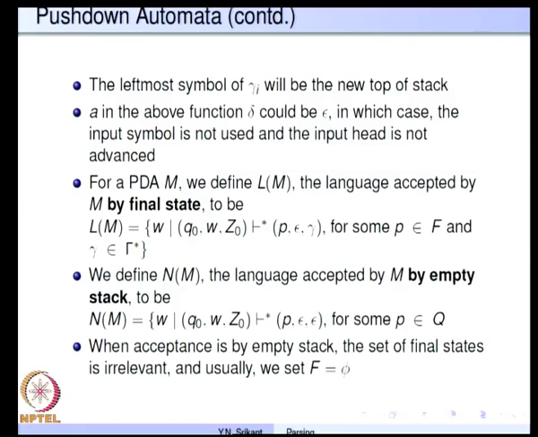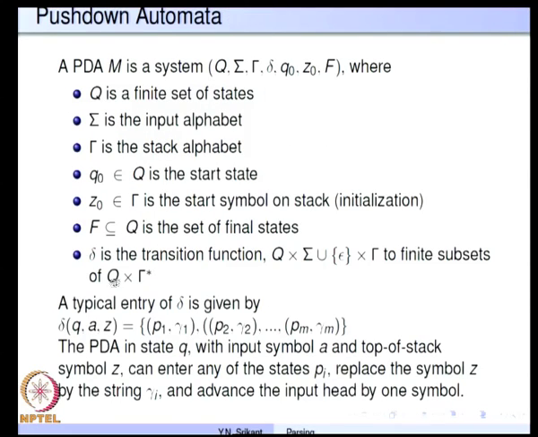The leftmost symbol of gamma I, which is actually going to replace the top symbol of the stack, will be the new top of stack. So, if A, B, C is gamma I, then A will be the new top of stack symbol. A in the above function delta could be epsilon. That is why the definition contains Q cross sigma union epsilon cross gamma, and it could go to finite subsets of Q cross gamma star. So, a state and a string of stack symbols.